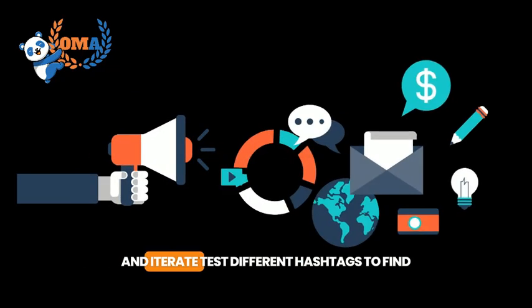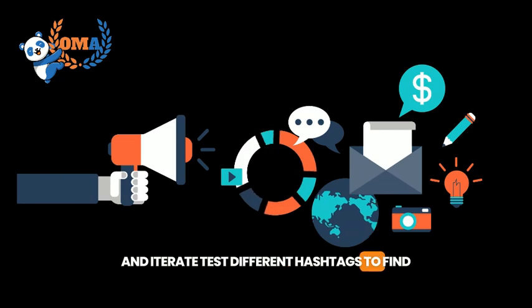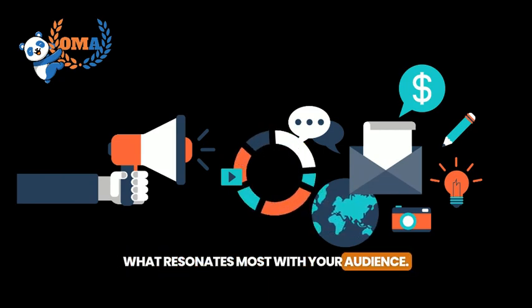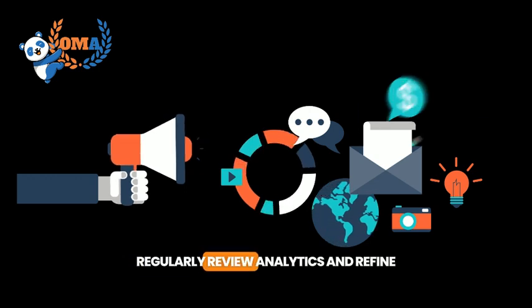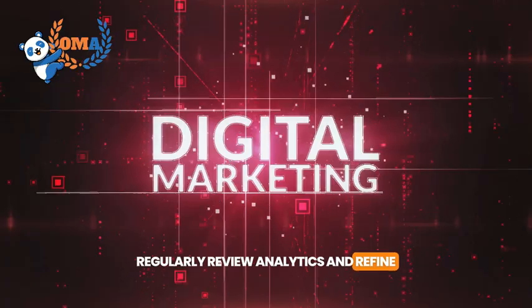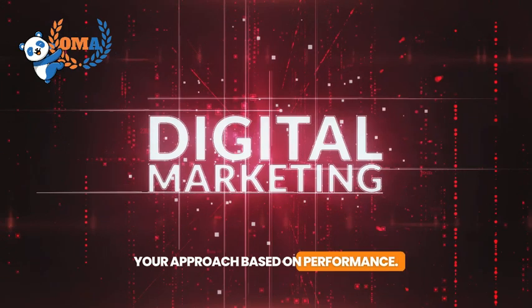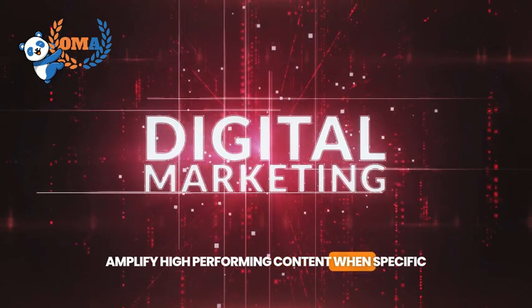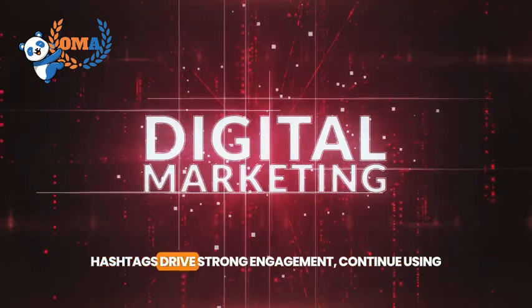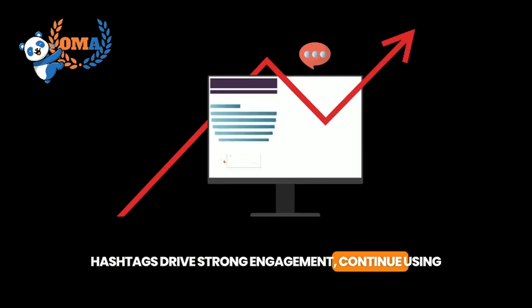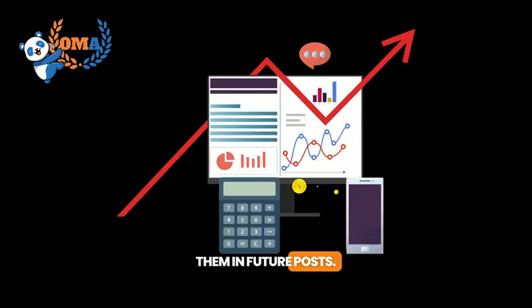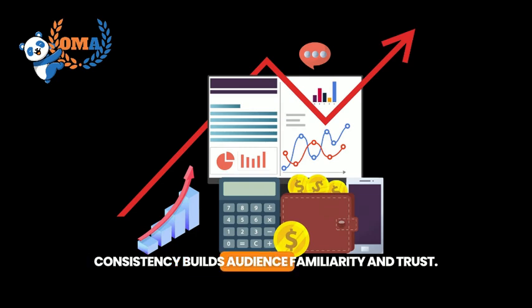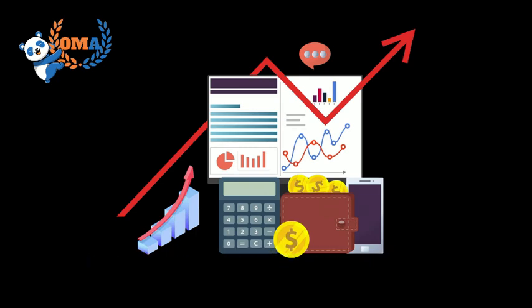Experiment and iterate. Test different hashtags to find what resonates most with your audience. Regularly review analytics and refine your approach based on performance. Amplify high-performing content. When specific hashtags drive strong engagement, continue using them in future posts. Consistency builds audience familiarity and trust.